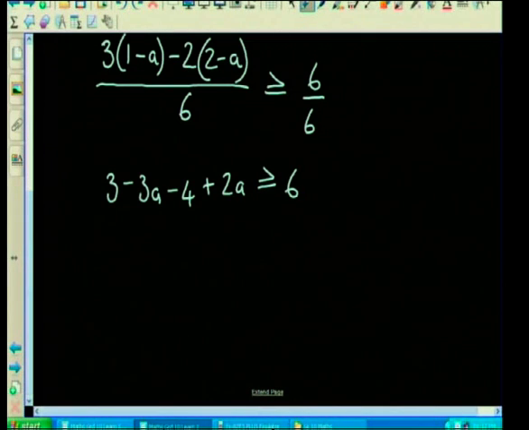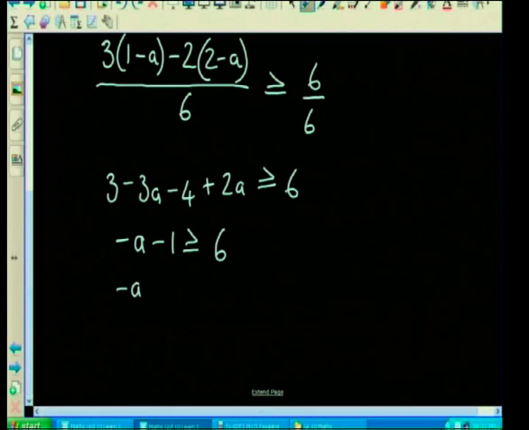Let's add our like terms. So we've got minus a minus 1 is greater than or equal to 6. Take the minus 1 over by adding it to both sides, and then it becomes 6 plus 1. And now, of course, do you see the problem?